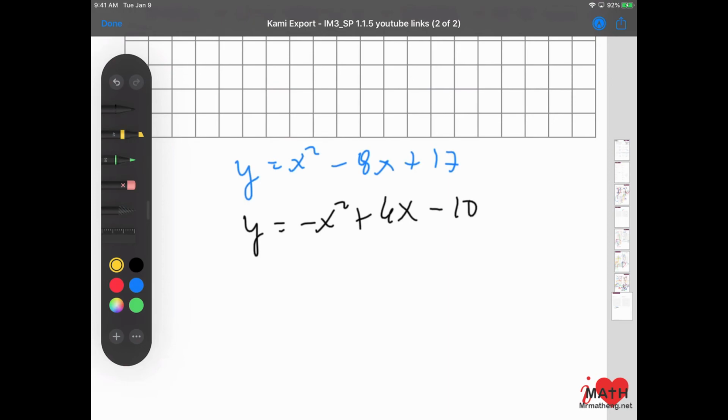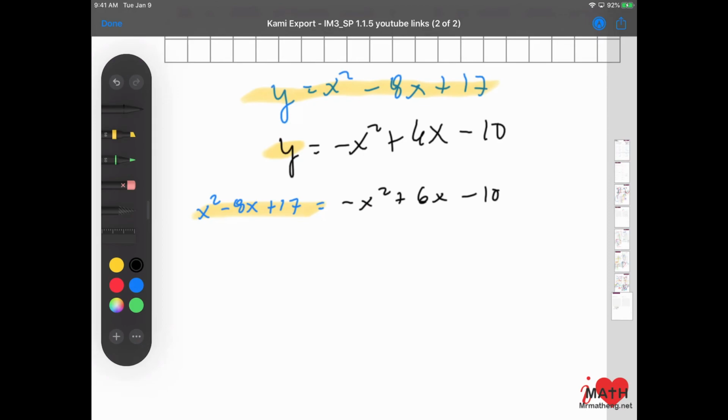So let's use your highlighter if you have one. Every time we see y, we're going to write x squared minus 8x plus 17. Instead of writing y, we're going to write x squared minus 8x plus 17. That is our substitution. Now if you notice, this line has no y variables, and now you can just solve for x.